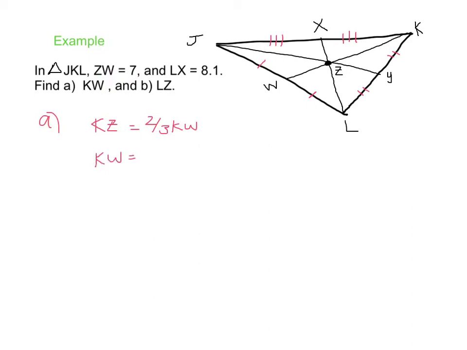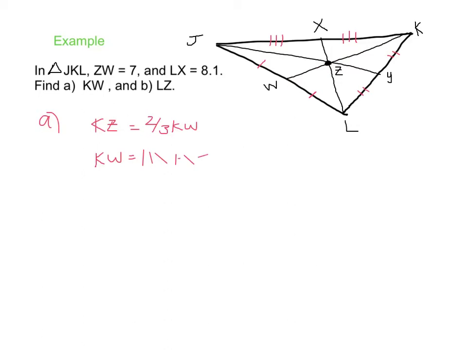KW, and using that segment addition postulate from before, we could say KW, this whole thing, you can add up two segments to get to that big guy. Add up KZ, and then add up ZW. So the big guy is KZ plus ZW. So let's go ahead and say that. We can say KZ plus ZW.